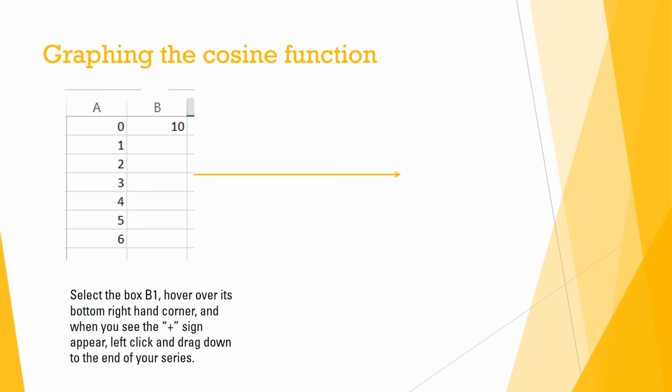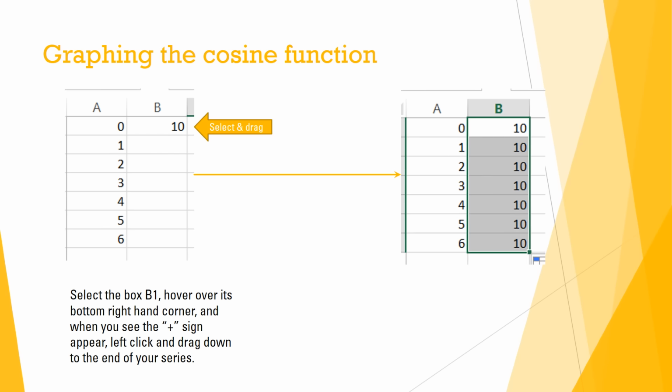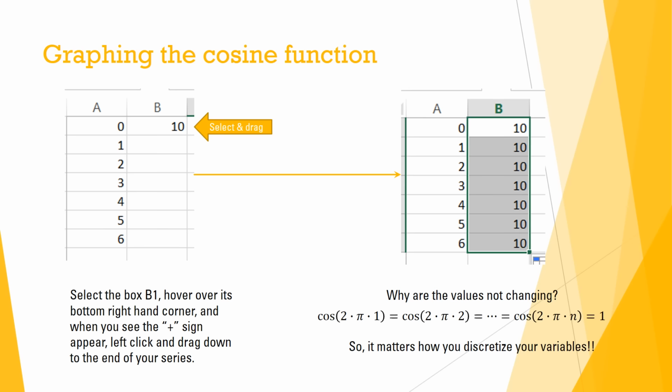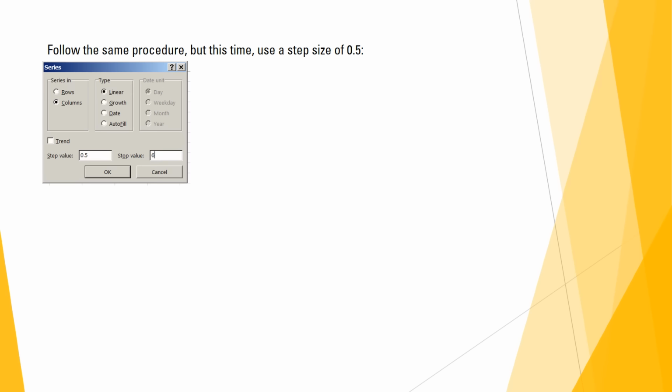and you will see now that B1 is now populated by the value 10, which is actually the calculated value of your cosine function at time t equals 0. If you now select the box B1, so let's try now to use a step size equal to 0.5. You do have to remember to set your problem up again. Remember that you have to switch from rows to columns.